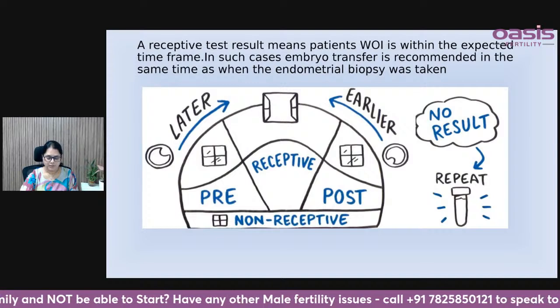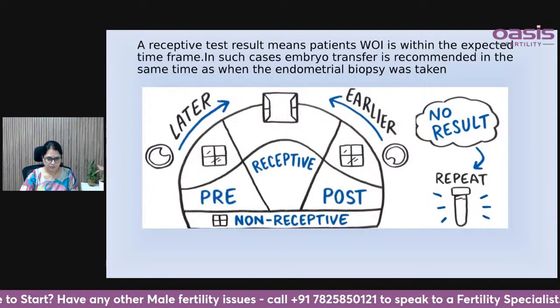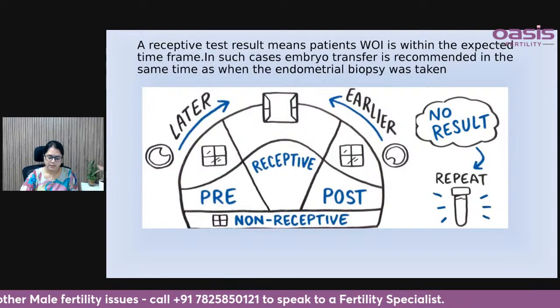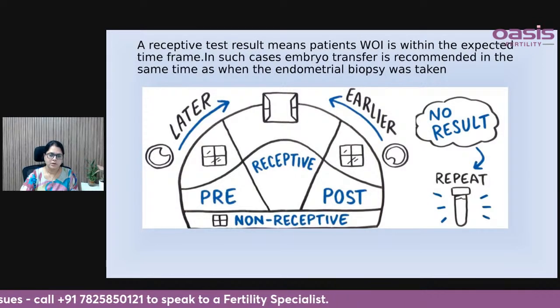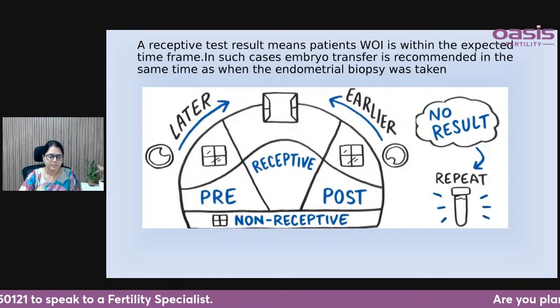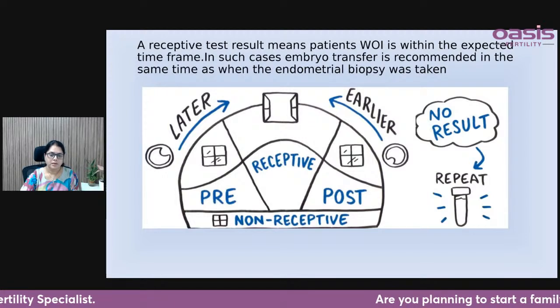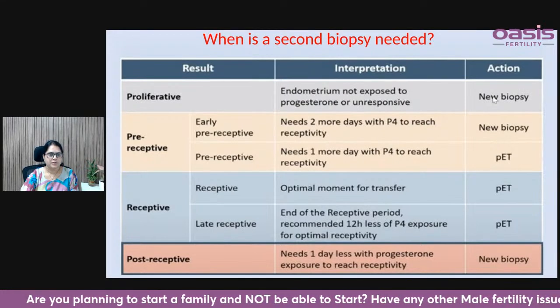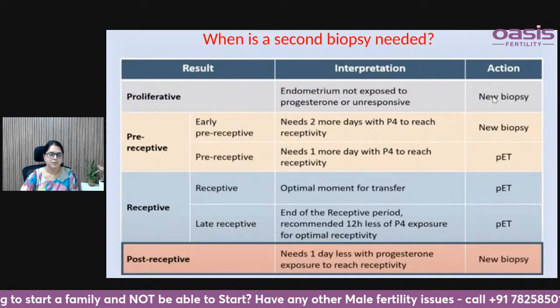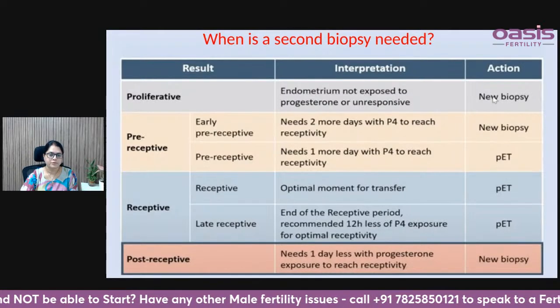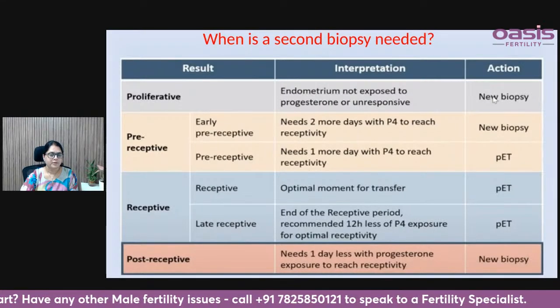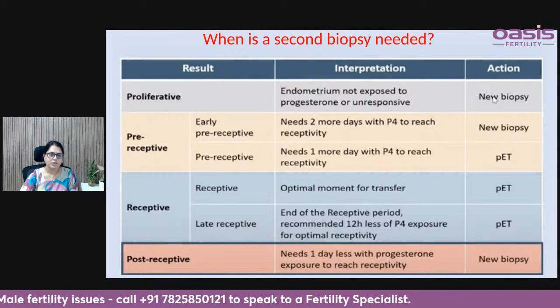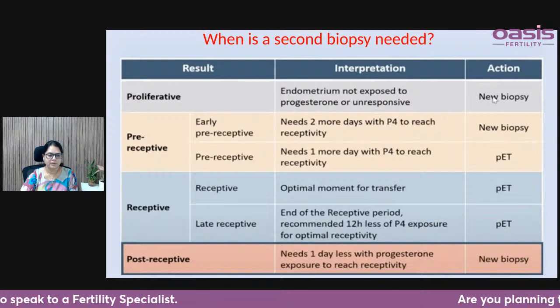And a non-receptive test result means the patient may have a displaced window of implantation and the endometrium is not receptive. In such cases, the patient may need a repeat biopsy for the ERA test. So when is the second biopsy needed? If the test result is proliferative phase, the endometrium is not exposed to the progesterone and it is unresponsive. In such cases, a new biopsy is recommended.